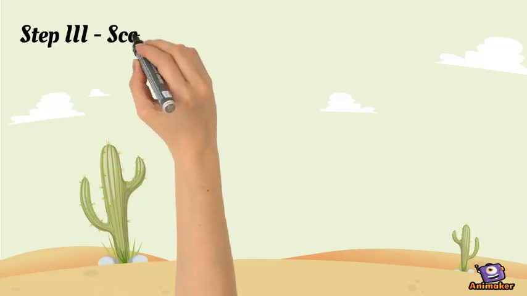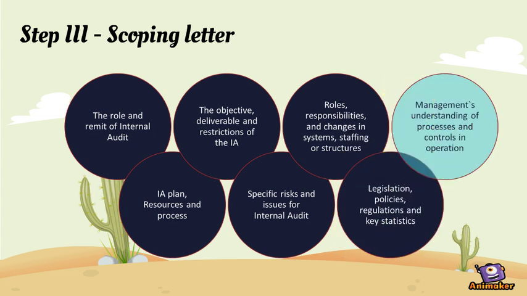The scoping letter. It is the key output from the planning meeting and should be documented, distributed and agreed with the internal audit sponsor and key contacts prior to the start date of the internal audit.